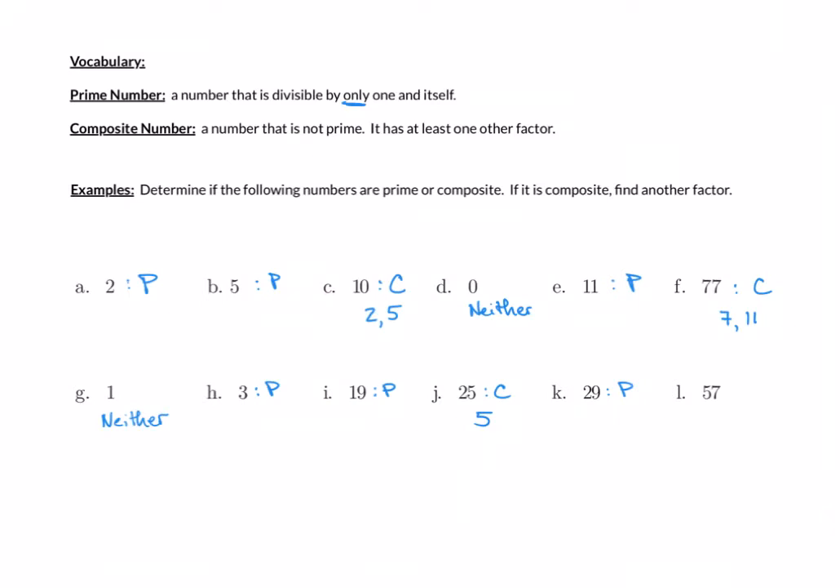And now for the last one, what about 57? What do you think? The answer is, for this one, this is composite. If you add the digits, we get 12. 12 is divisible by 3, and so 57 is also divisible by 3.